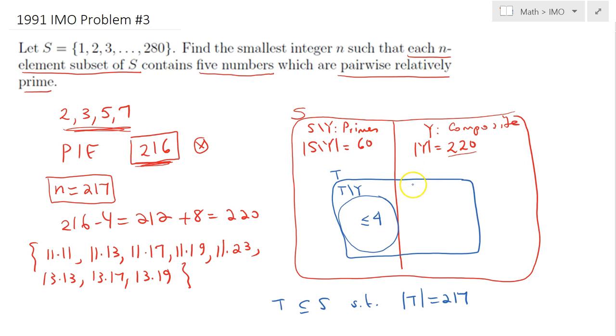As a result, the number of elements in t intersection y would be greater than or equal to 213, because we know the sum is 217, and as a result, because the total of the composite portion was 220, the number of composite numbers which are not elements of t are at most 7. So we might have at most 7 composite numbers on this side.